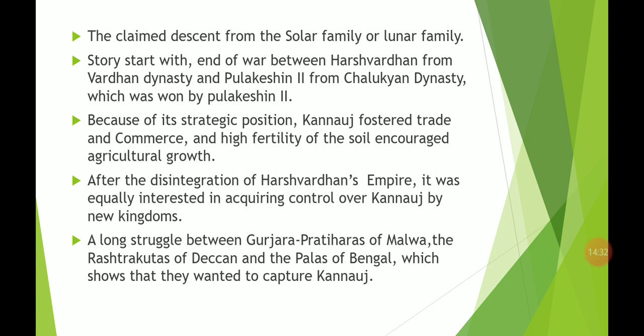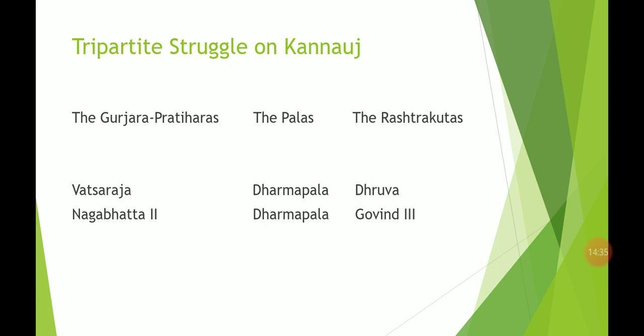Now we'll see in the next slide about the tripartite struggle of Kannauj and who were the people who fought for it. Here I am only giving you some of the names. Let us start with the Gurjars and Pratiharas. There was one ruler named Vatsaraj, and among the Palas, Dharmapal was the king. Both Vatsaraj and Dharmapal were thinking to conquer Kannauj.